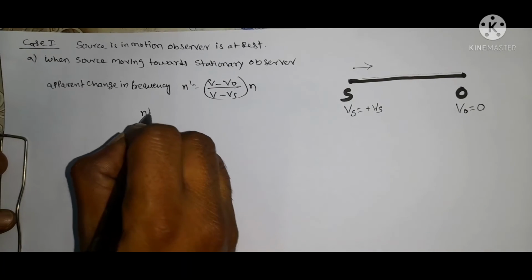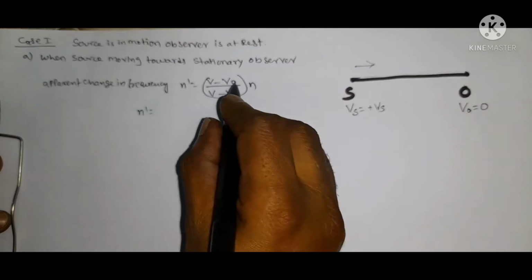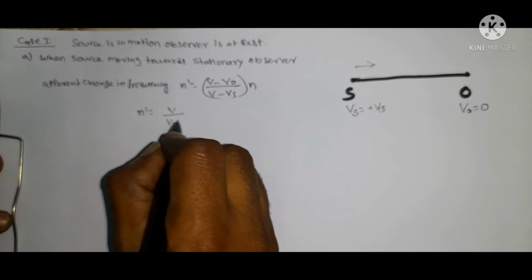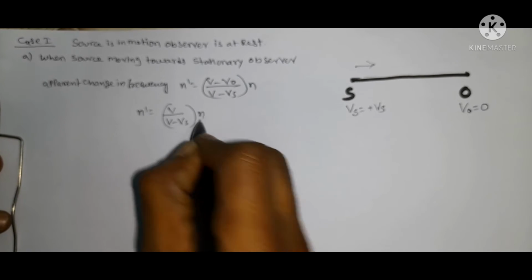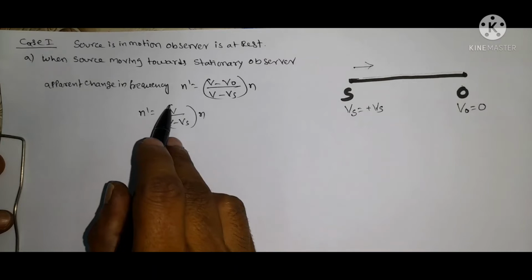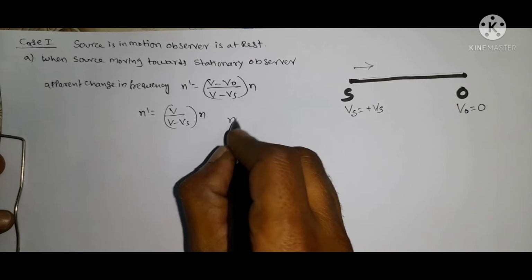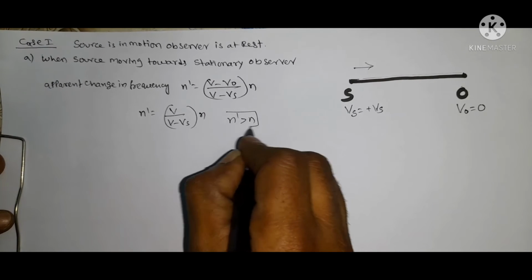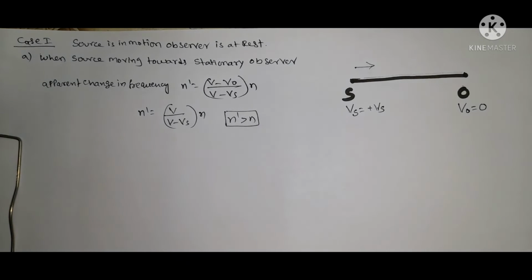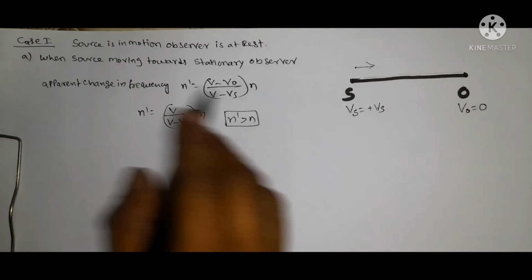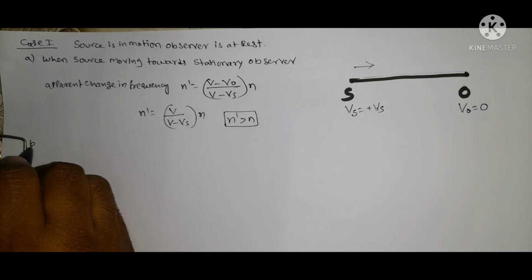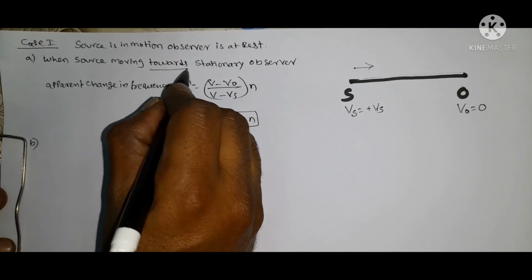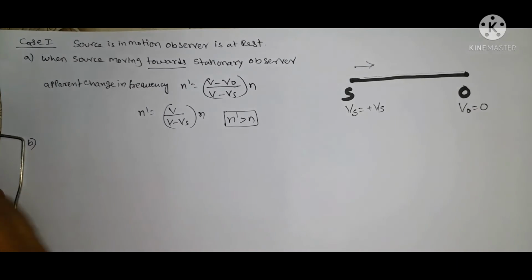What you will get: n dash is equal to, with V0 being 0, V by V minus Vs into n. That means the denominator is less, so n dash is greater than n. That means the apparent frequency is more than the natural frequency. That is case A.